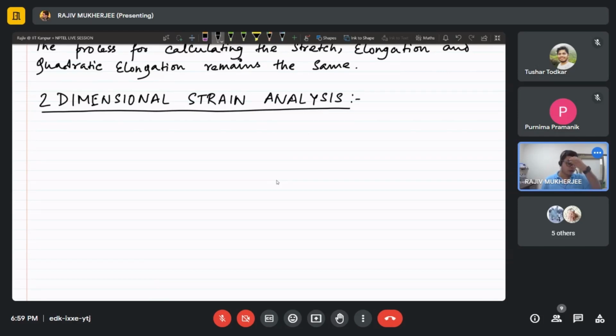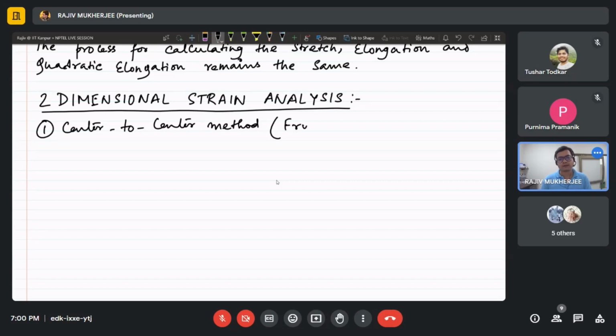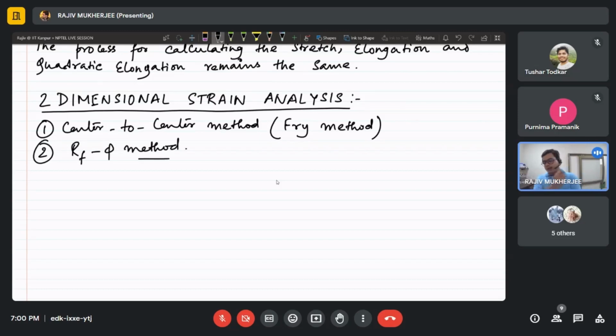In two dimensional strain analysis, we commonly use two very unique methods. One is the center to center method, which is also known as the Fry method, and the other one is the Rf/phi method. We will discuss how these methods work and how to use them practically.